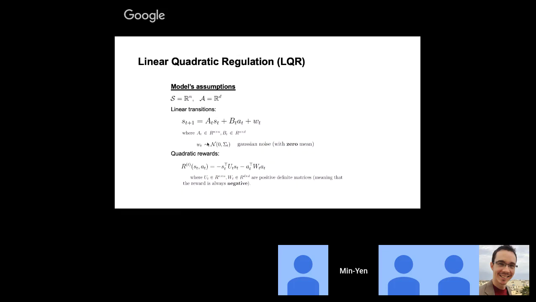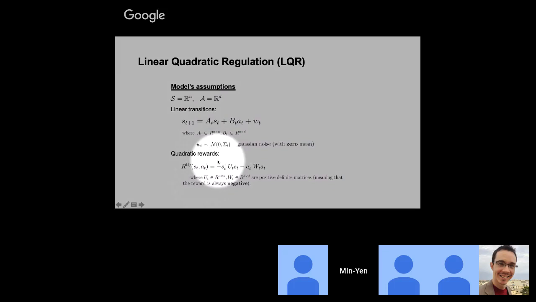And we also need to assume quadratic rewards, which is defined by minus s_t transpose U_t s_t minus a_t transpose W_t a_t. Because we need to calculate this reward function, U_t and W_t are known. Specifically, they are positive definite matrices. By the nature of positive definite matrices, s_t transpose U_t s_t is always positive, same as the second term. So the whole reward is always negative, because we need to use this characteristic later. So we just do more explanation here.